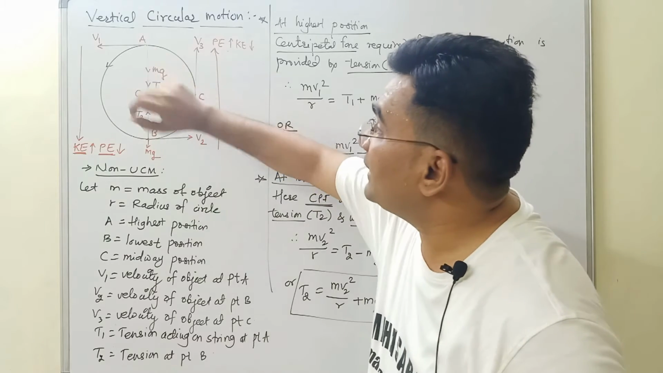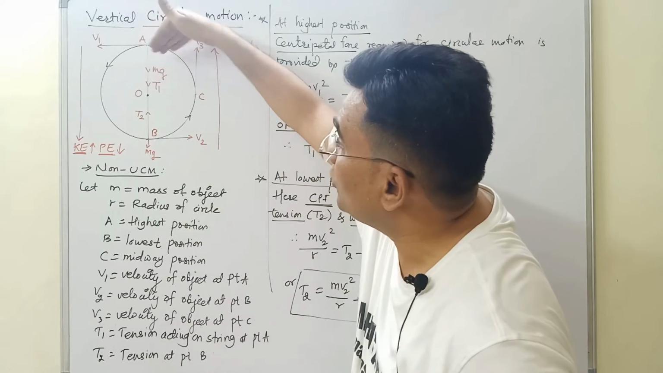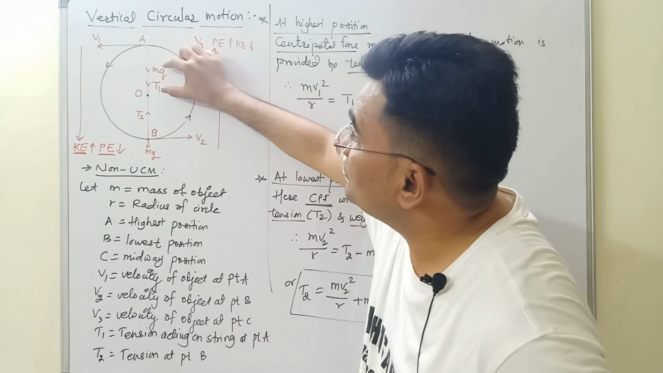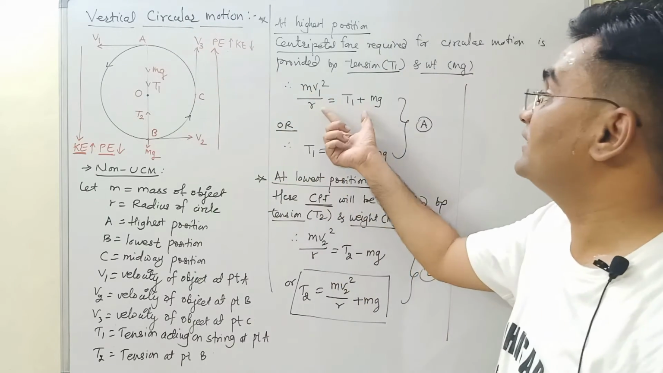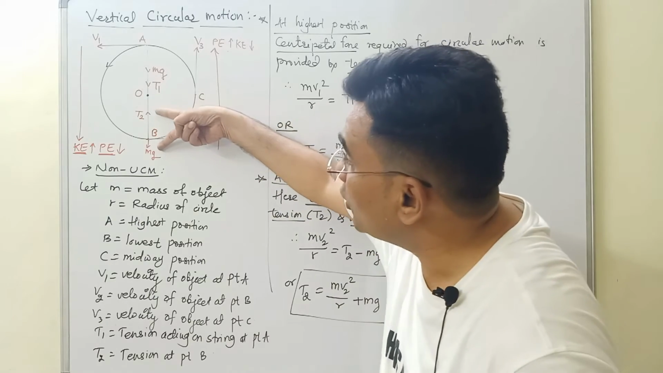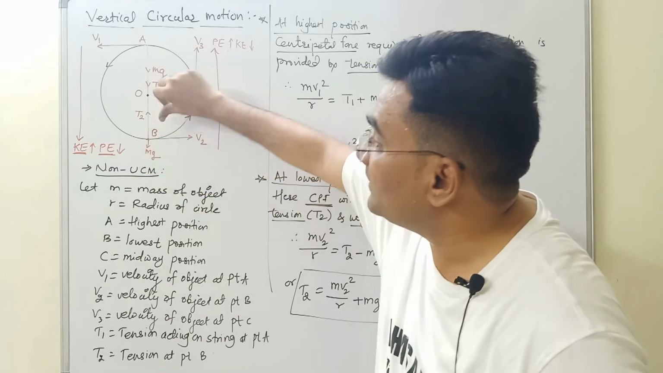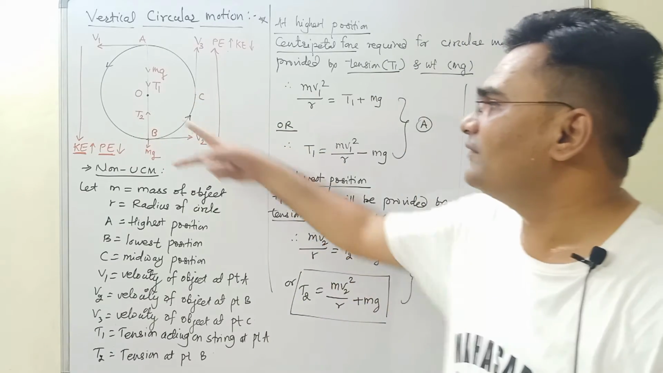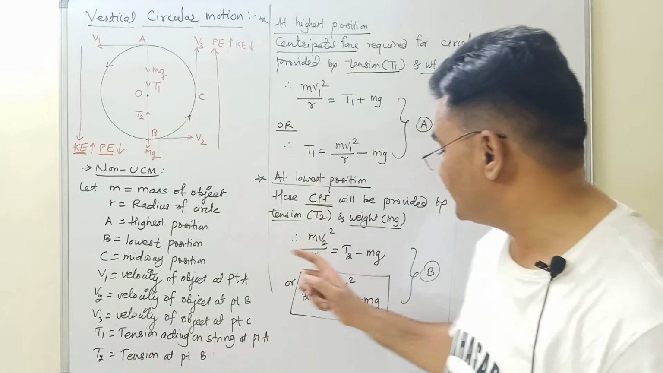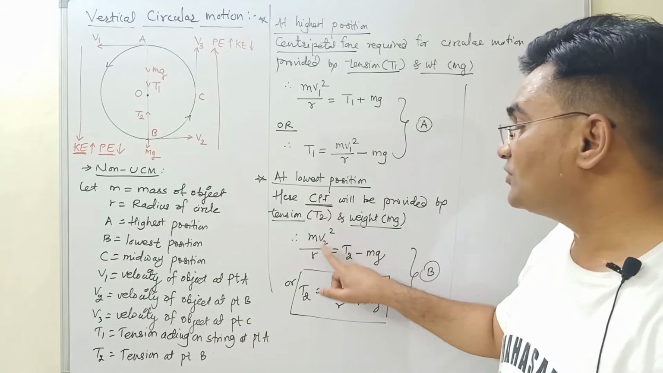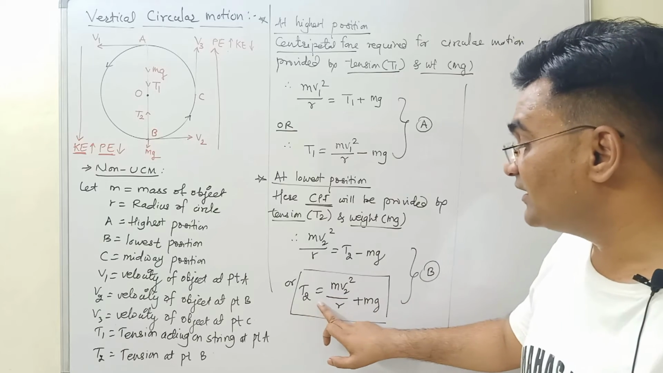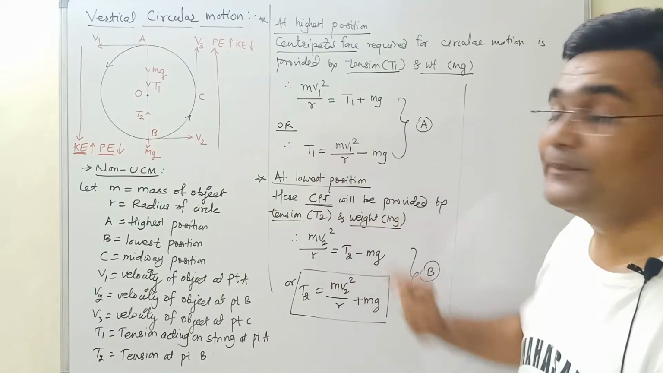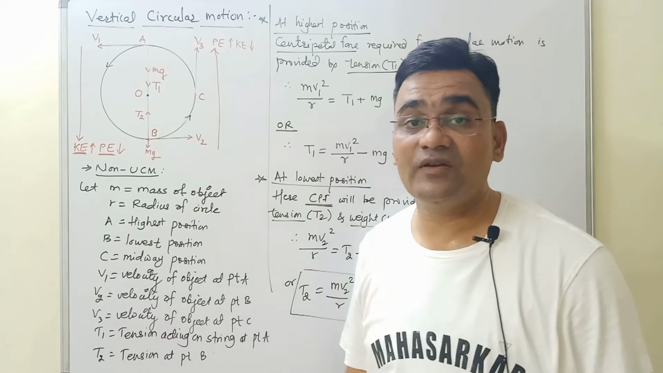See, at point A, tension T1 and weight mg both are directed toward the center. In that case, centripetal force equals the sum of both. That's what I have written here. But in this case, one is going up, another going down, so the net is T2 minus mg. Why the minus sign? Because they are oppositely directed, both are vector quantities. So T2 minus mg equals mv2 square upon r, or T2 equals mv2 square upon r plus mg. These are two very important equations when we deal with vertical circular motion.